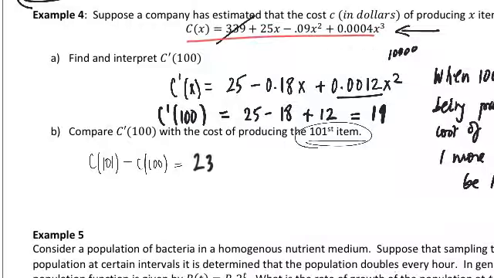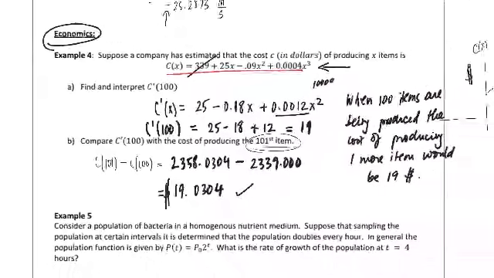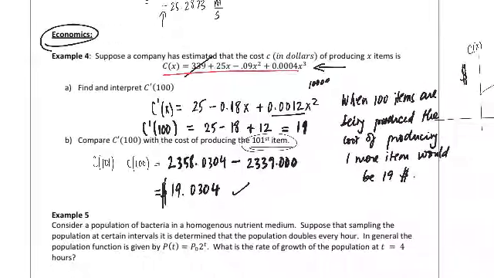It's going to come out to 2358.0304 minus 2339.0000. And so this is going to come out to 19.0304, right? So the actual cost of producing the 101st item according to this model is $19.03. But from our derivative, we could already know that the cost of producing that extra item would be about $19.